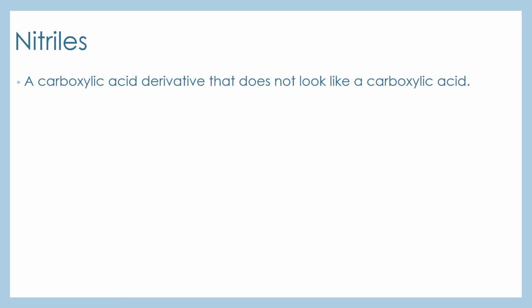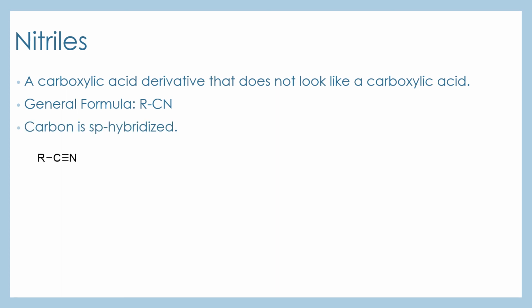So our last carboxylic acid derivative is the nitrile, and nitriles don't really look like a carboxylic acid derivative at all. The general formula for a nitrile is RCN. The carbon is sp hybridized. And what it looks like is you just have the R group, which could be carbons or hydrogen, and then you have the nitrile group, which is carbon and nitrogen with a triple bond.